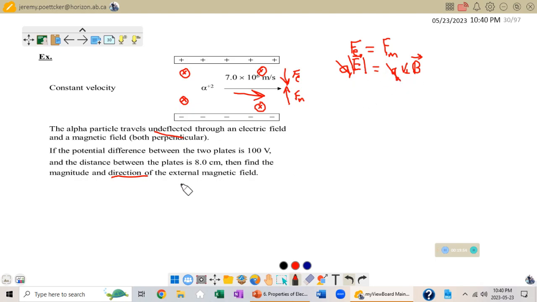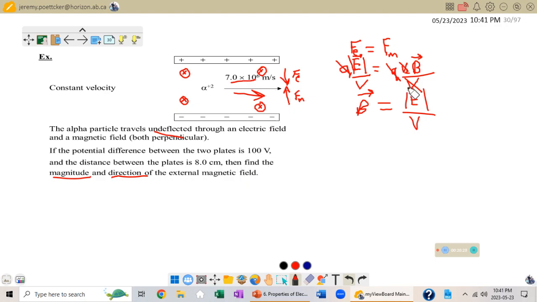And I need to find the, well, I've got the direction. I need the magnitude of that magnetic field. So I'm going to divide both sides by V, that's V perpendicular. And so I'm left with B is equal to my electric field E over V. Now I have V right there.